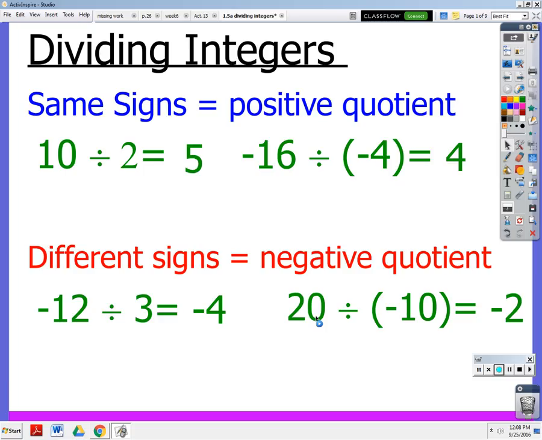So notice we're dividing normally. We're just determining if our answer should be positive or negative. If they have same signs, it's positive, and different signs is negative.